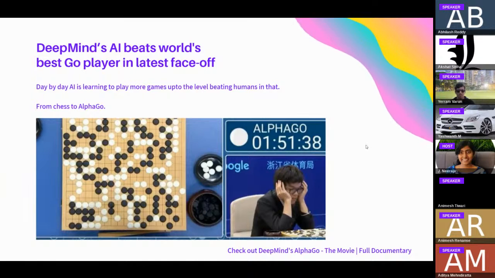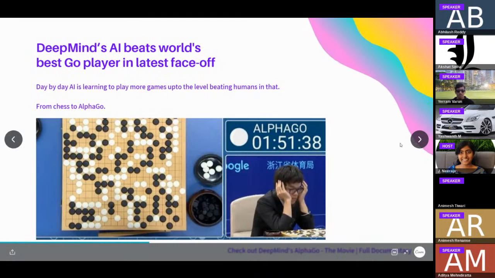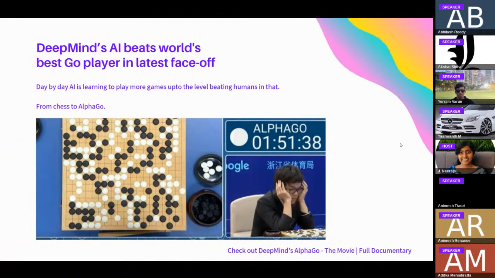So DeepMind is an organization. It's basically a research laboratory which creates interesting AI applications. So it made AlphaGo. AlphaGo is an AI model which can play AlphaGo. AlphaGo is a game, and so this AI beat one of the top world champions in that game.